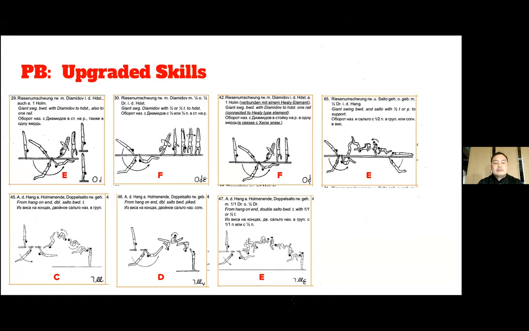Maybe dismount also from hang on the end, or salto backwards, double, three C value, pike, D value, full twist, E value. This is the upgrade. New skills. You can see the picture.